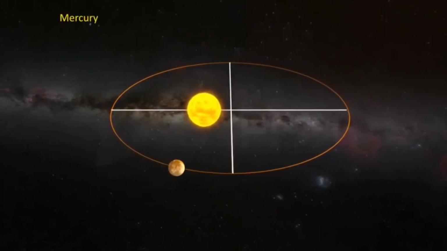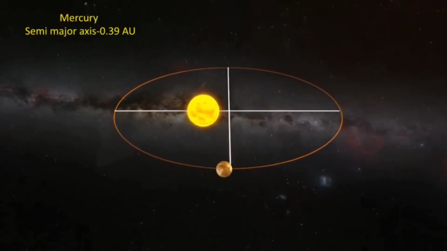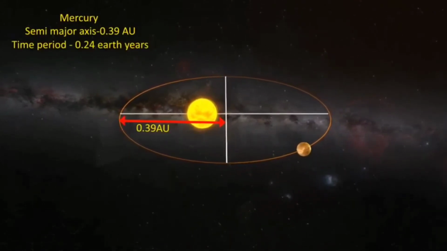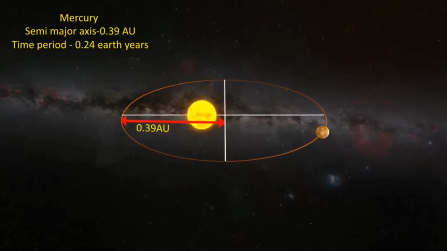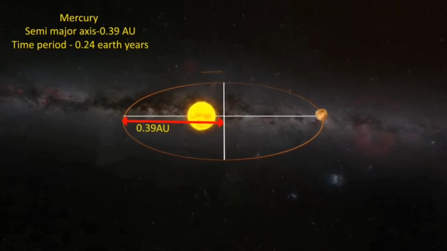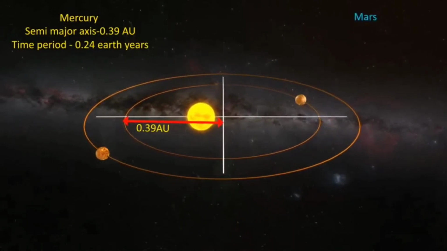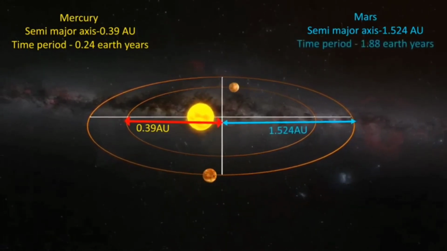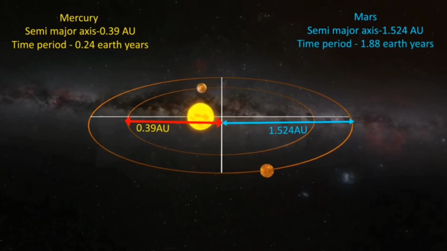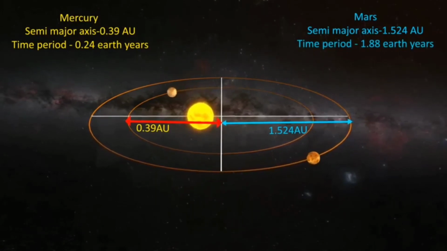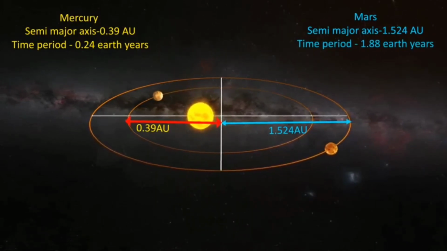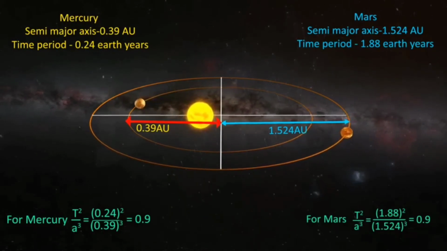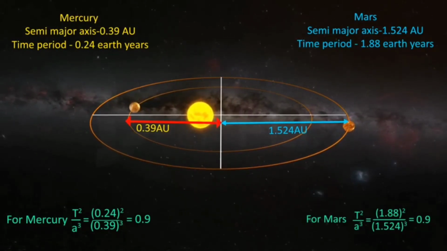For example, for Mercury, the length of the semi-major axis is 0.39 astronomical units, and its time period around the Sun is 0.24 Earth years. For Mars, the length of the semi-major axis is 1.524 astronomical units, and the time period of revolution around the Sun is 1.88 Earth years. Observe that the ratio of the square of the time period to the cube of the semi-major axis is almost the same for both the planets.